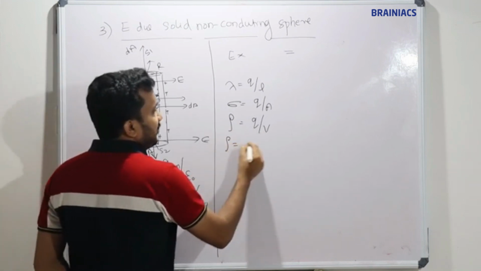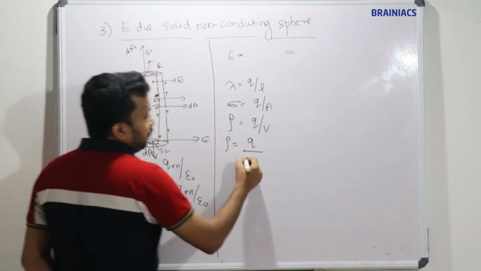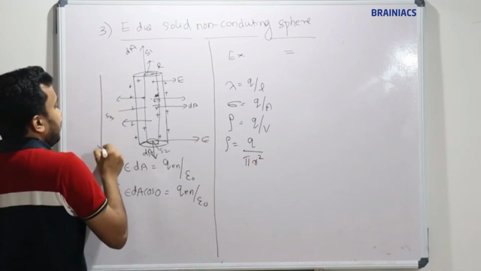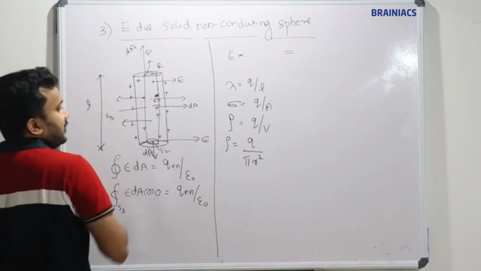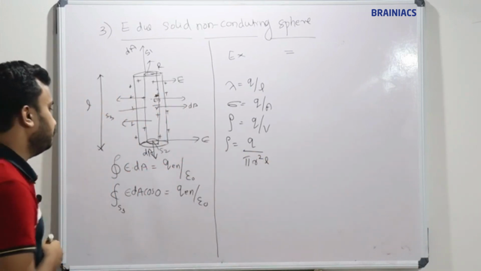So we'll see what will happen. Rho is Q divided by V, where V is the volume of this small cylinder. What is the volume? Pi r square is the surface area, and the inner length and outer length are both the same. So pi r square into L will be the volume of this one.